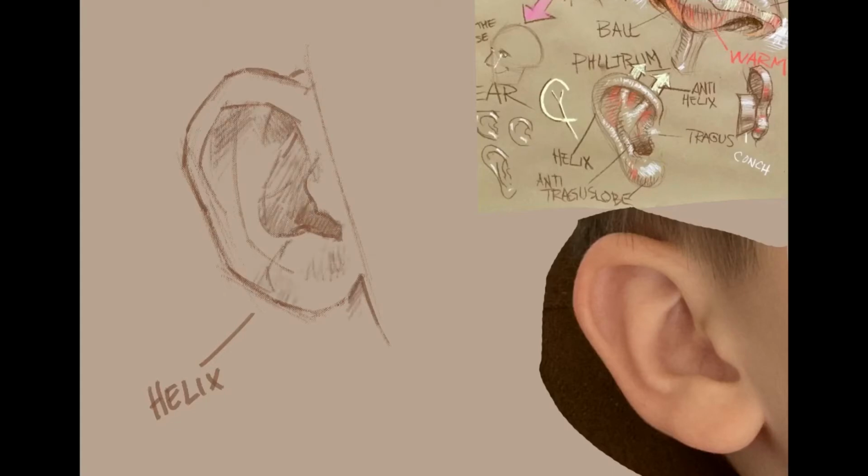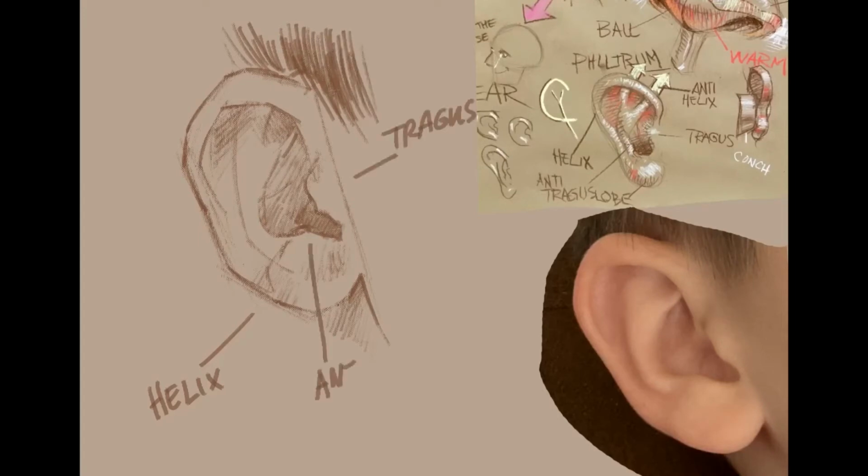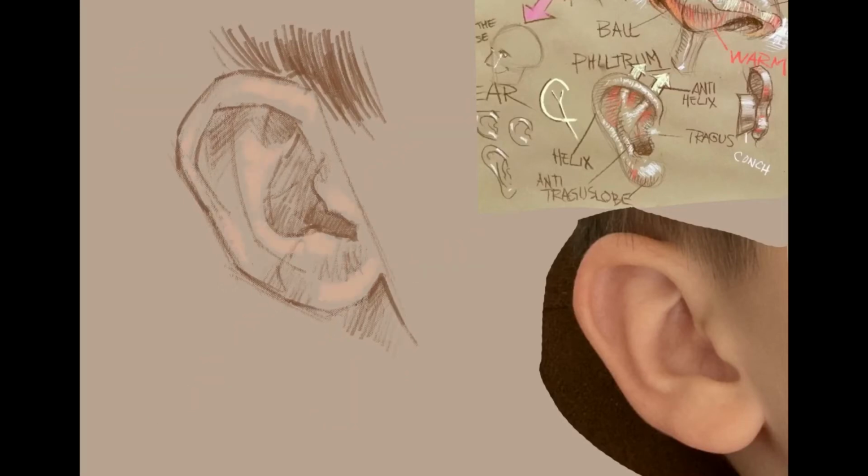The outside edge of your ear is called the helix, and the Y shape on the inside is the antihelix. The bump next to your ear cavity is your tragus, and the bump just above the lobe is the antitragus. And then I think you all know the lobe.